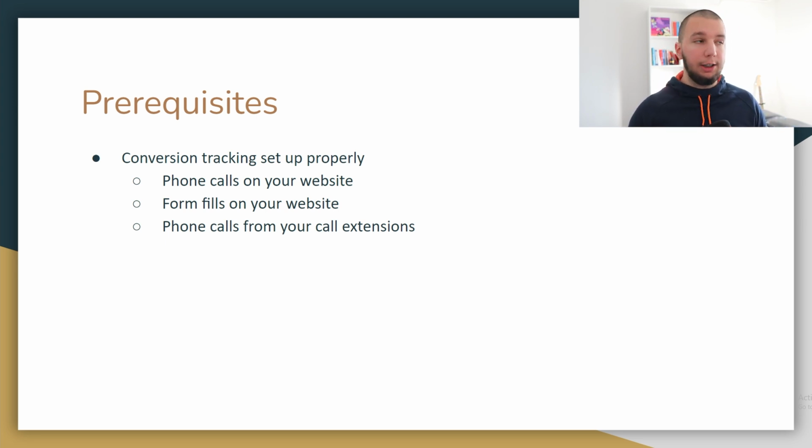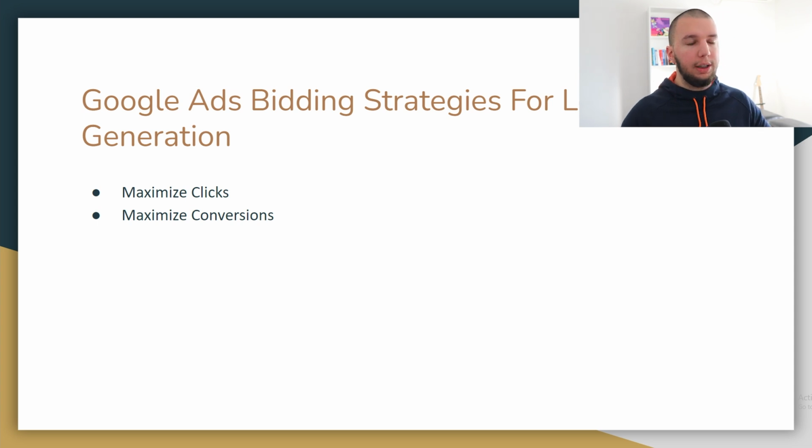So now let's get into the bidding strategy. The two bidding strategies that I use and that you can use are maximize clicks and maximize conversions. Now, if I told you that you're going to be using a maximize clicks bidding strategy, you would be like, why would I want to maximize clicks that I get to my website? And I'm going to show you why right now.